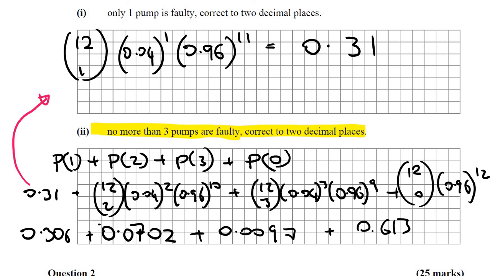So I've just changed the first figure there not to be 0.31, and when you add up all those figures you have 0.9992, which is 99.9%. So it's highly unlikely that more than 3 pumps are faulty there.